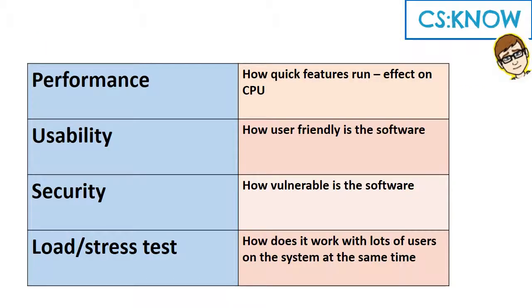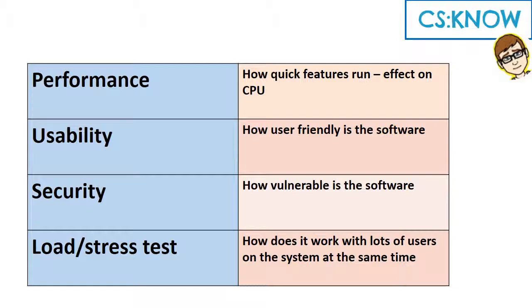There's 4 common types of tests that we can carry out. So performance is how quick the features run. Okay, so we look at the effect on the CPU. So we run the program and then we look under the bonnet and see, well, how much drain is that taking on memory? How much drain is it taking on the processor? Is it increasing the heat? What's the performance of the computer doing?